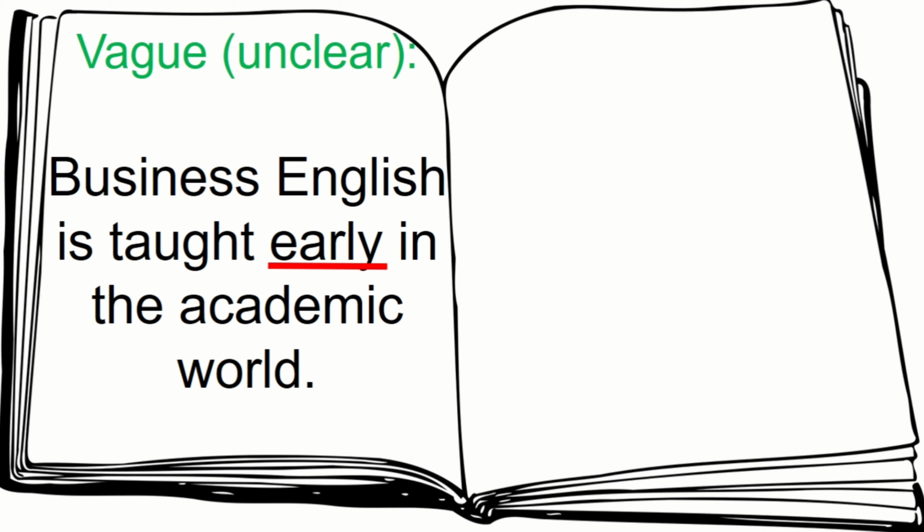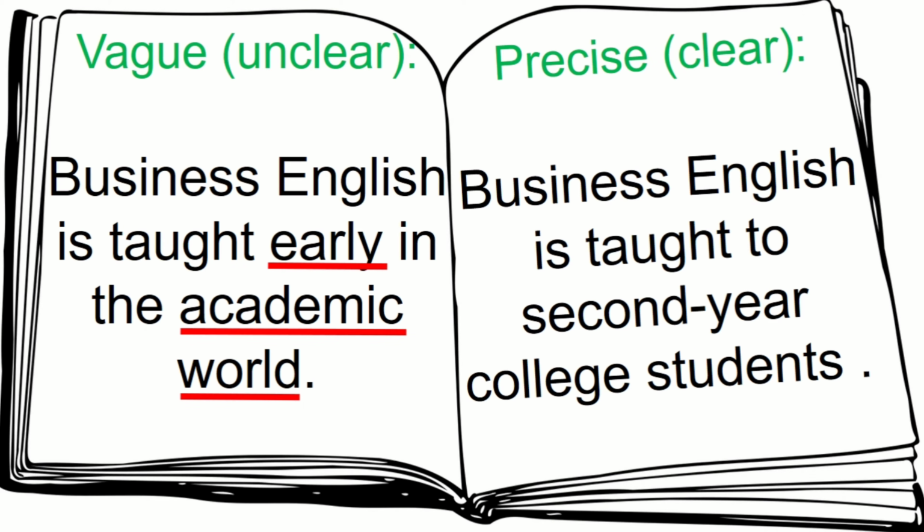Perhaps. The academic world is also a vague term that could generally mean elementary, secondary, or tertiary education. So to make this example precise, we could say Business English is taught to second-year college students.